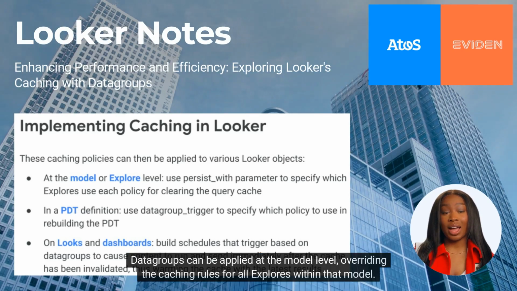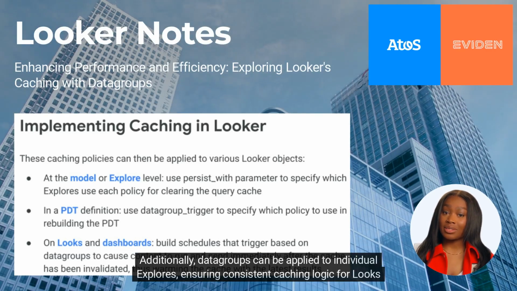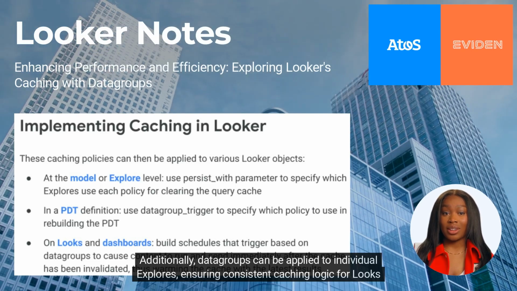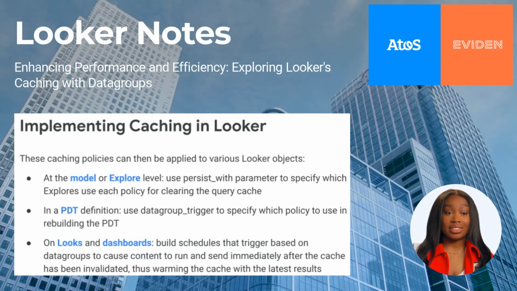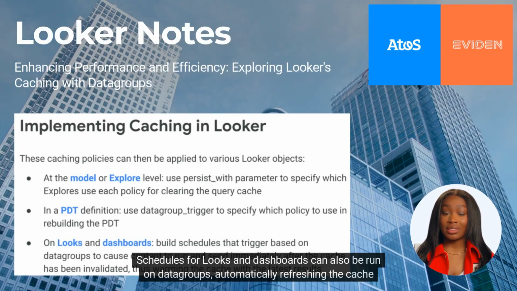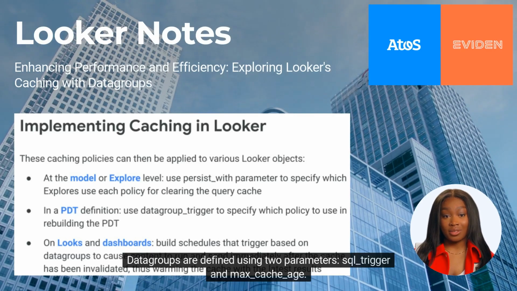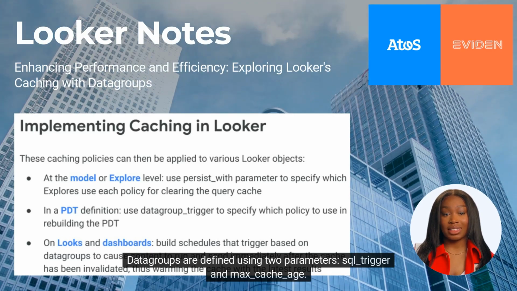Data groups can be applied at the model level, overriding the caching rules for all explorers within that model. Additionally, data groups can be applied to individual explorers, ensuring consistent caching logic for looks and dashboards. Schedules for looks and dashboards can also be run on data groups, automatically refreshing the cache when the caching policy expires. Data groups are defined using two parameters, SQL trigger and max cache age.